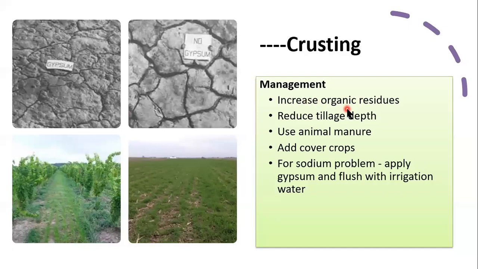We can manage by increasing the organic residues, reducing tillage depth, because sometimes if you enhance the depth, it also breaks the structure of the soil. So that can also cause crusting on the soil. Use animal manure, add cover crops. For sodium problem, you can apply gypsum and flush with irrigation water that would go down to the root zone.